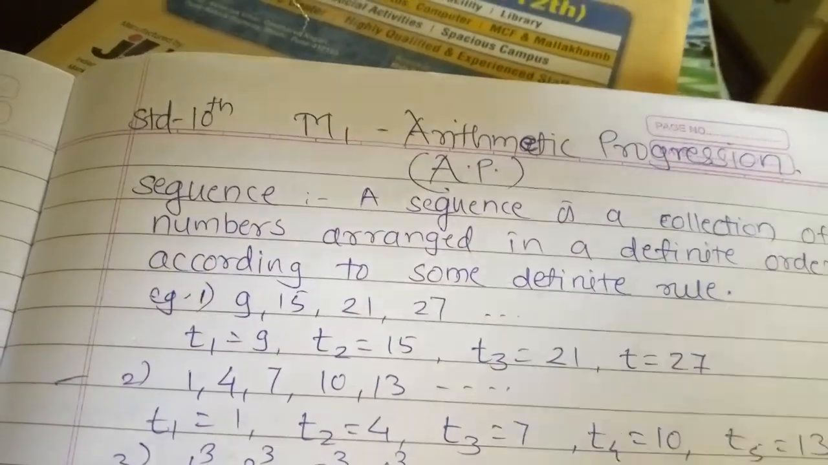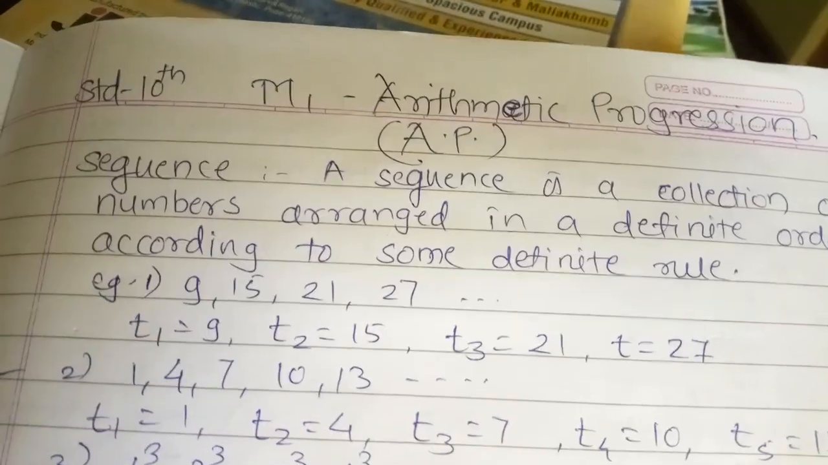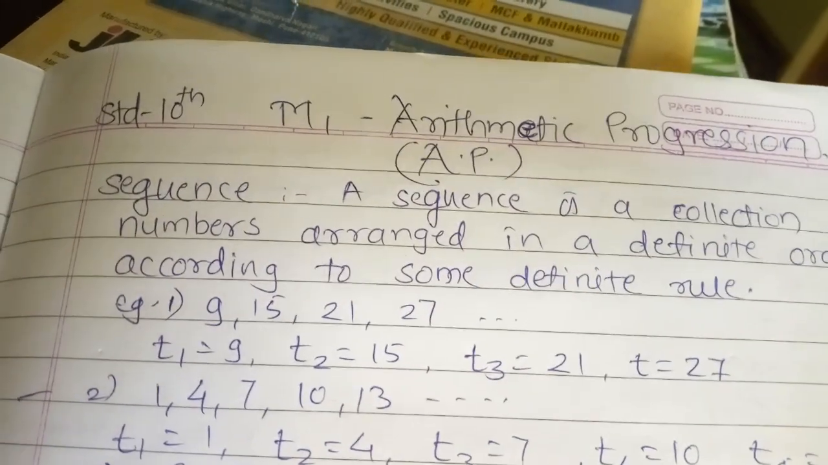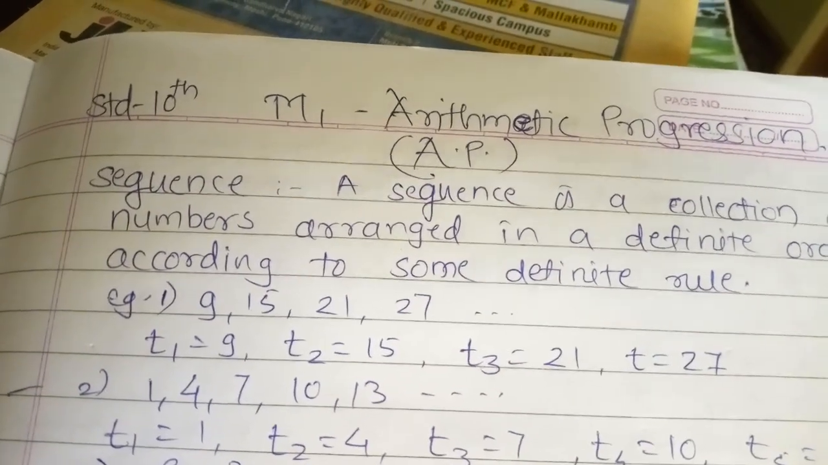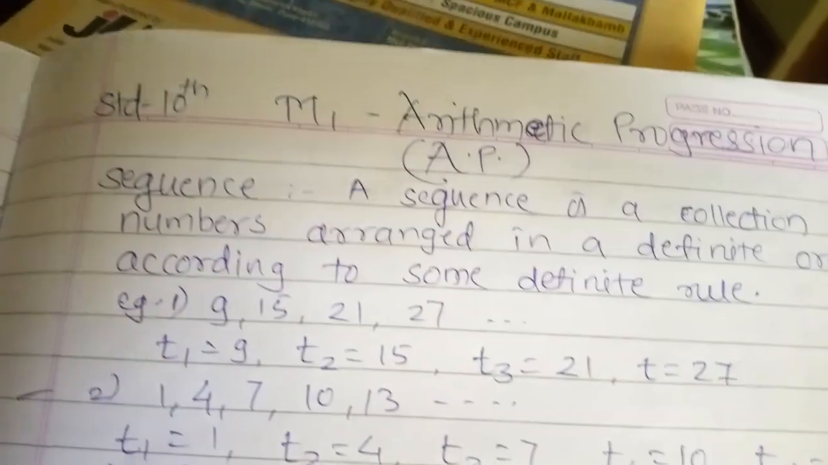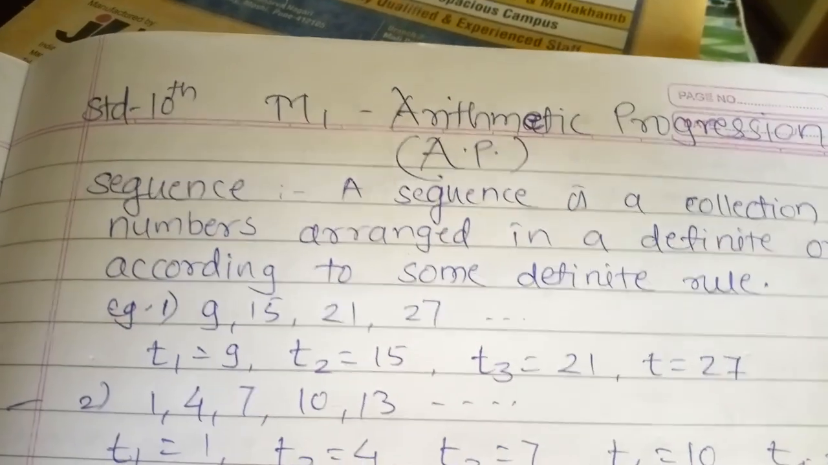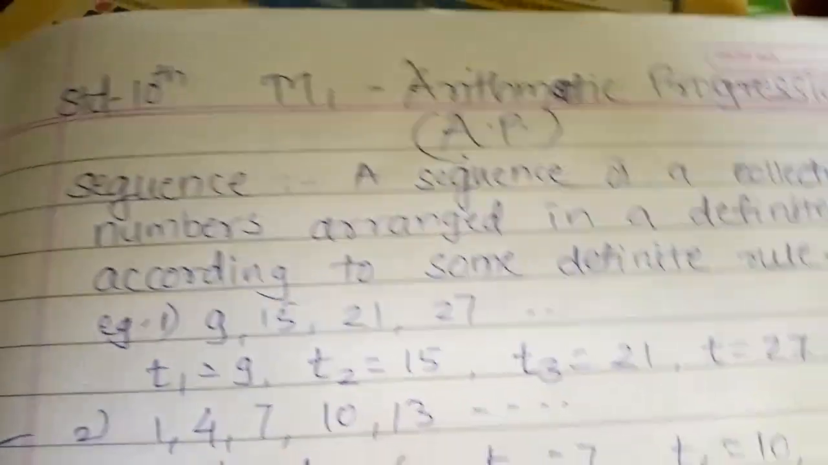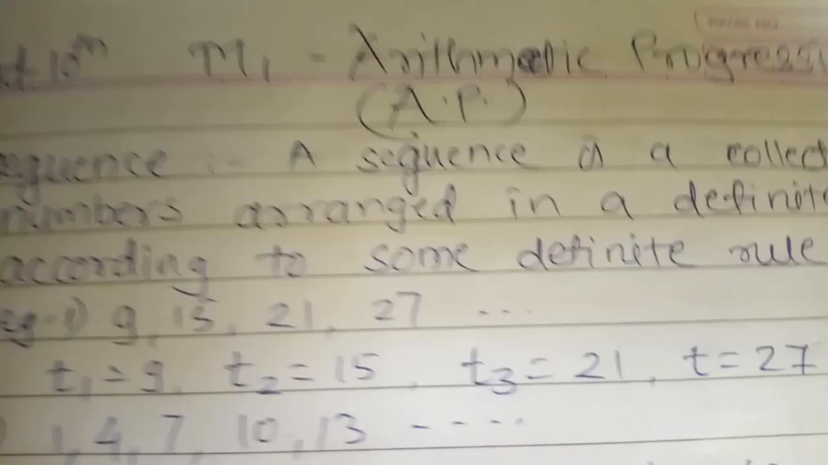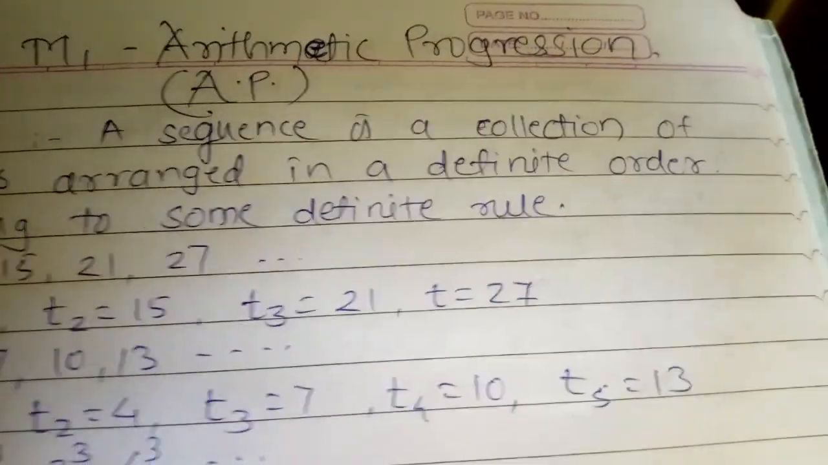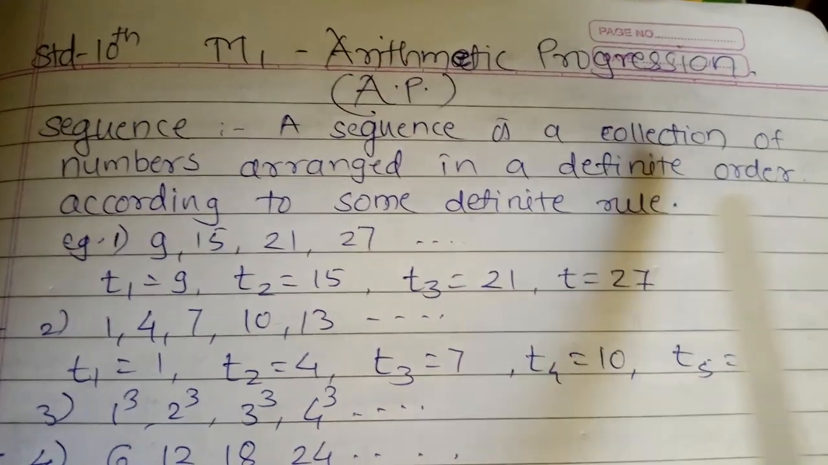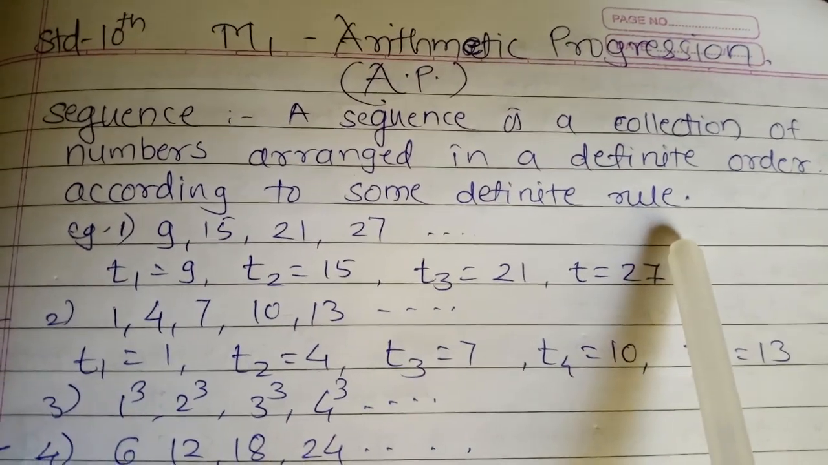Hello students, and welcome to the new chapter of 10th standard from M1, that is arithmetic progression. In short, it is called an AP. Before starting the lecture, we are going to know some terms. First, that is sequence. A sequence is a collection of numbers arranged in a definite order according to some definite rule.